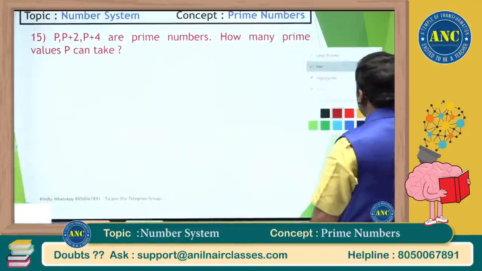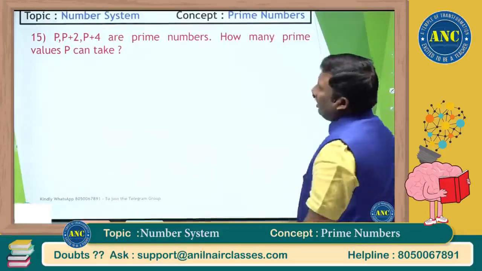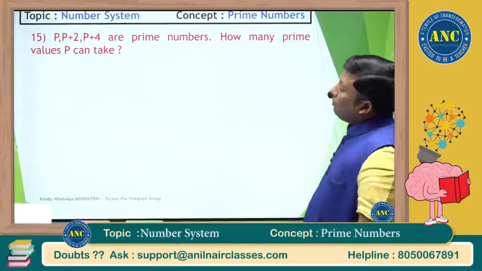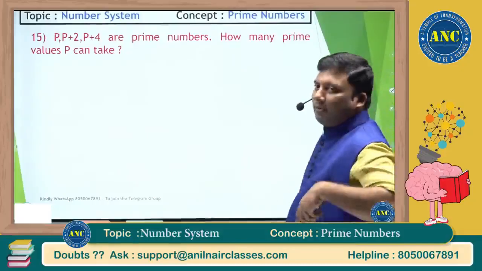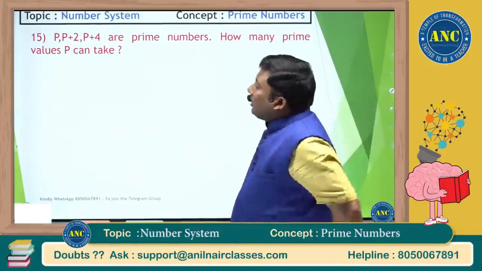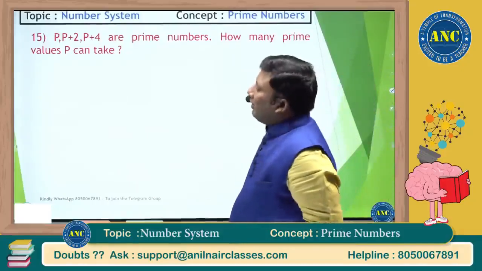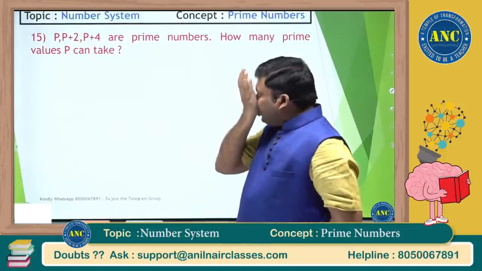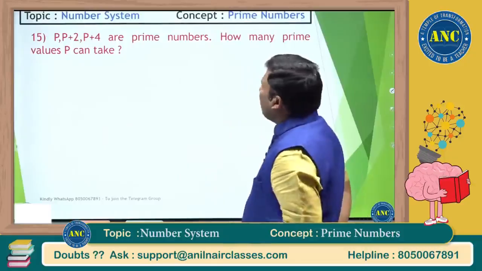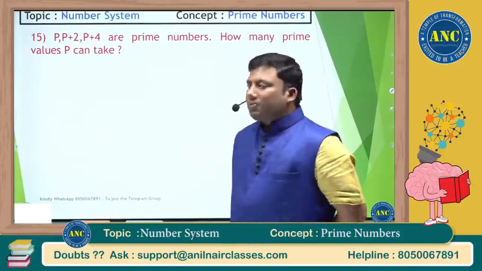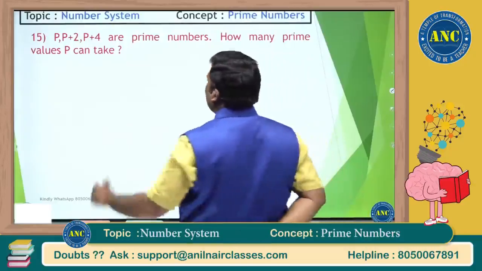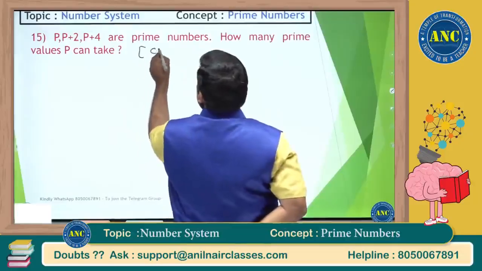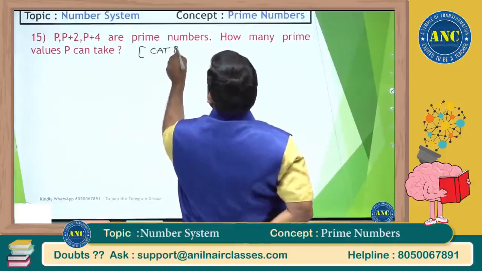Another good question, sir. Next 3 questions. Listen carefully. P plus 2, P plus 4 are prime numbers. There are triplets given. The values of P we need to find are such that these triplets become prime numbers. How many prime values can P take? Again a CAT replica question. Now see here.